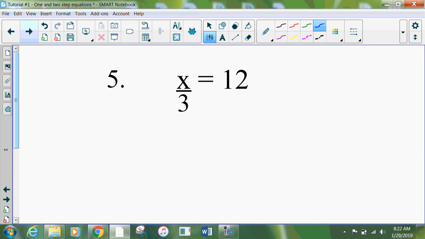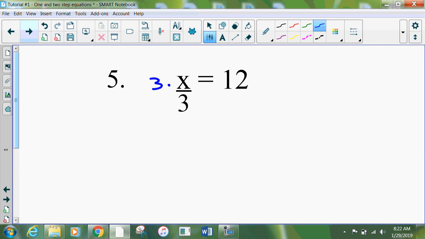And so you're coming to a correct conclusion that to get rid of something, if it was a plus 3, we would subtract 3. If it was a minus 3, we would add 3. If it's 3x, we're going to divide by 3. So now if it's x divided by 3, we're going to do the opposite of division, which is multiplication. We're going to multiply by 3.